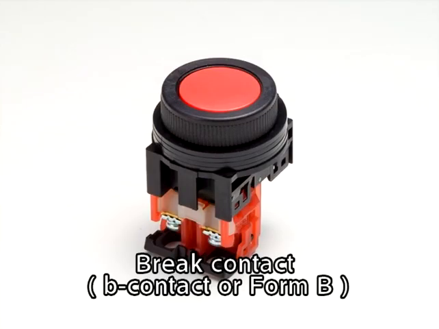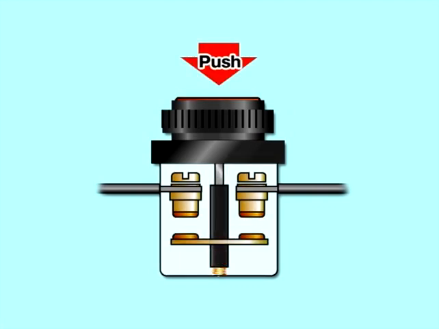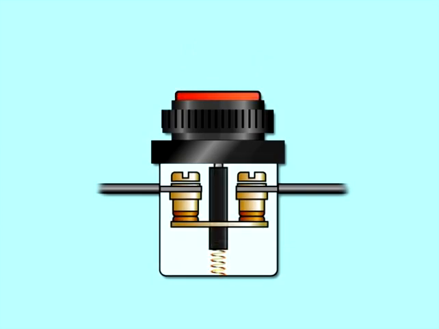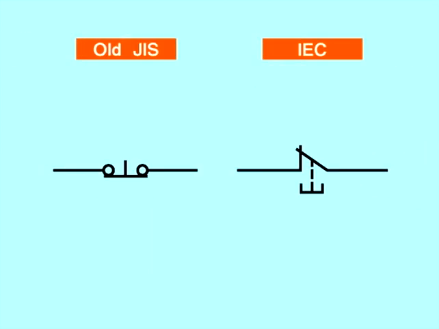Break contact is also known as B contact or form B. If B contact is not in operation, the circuit remains closed and the on state is maintained. The circuit is opened and the off state is maintained only while B contact is in operation. Because of this, the indication NC, or normally closed, will often appear on the B contact terminal. The B contact push button switch opens the circuit when the button is pressed and closes the circuit using spring force when the button is no longer being pressed.